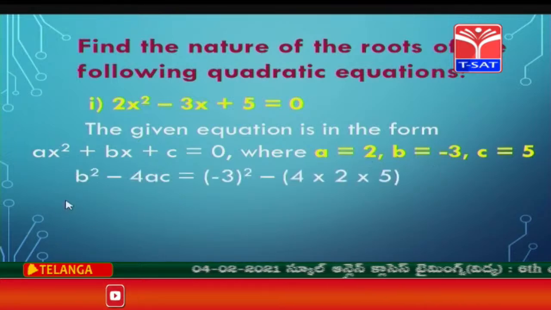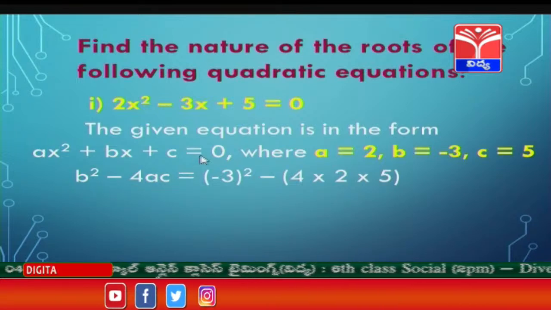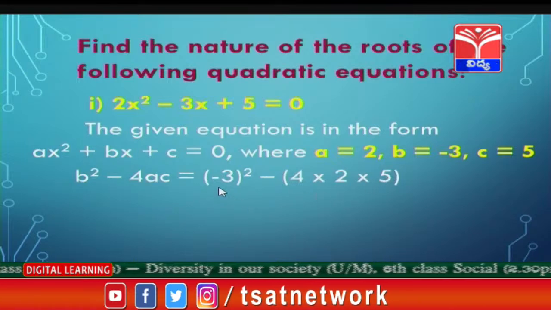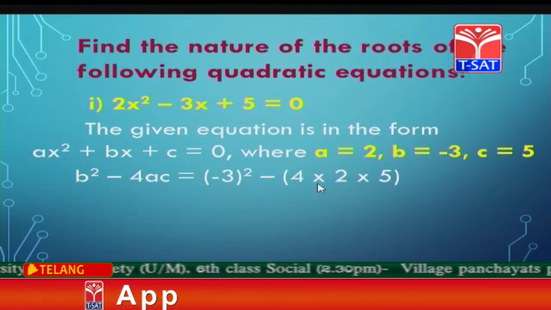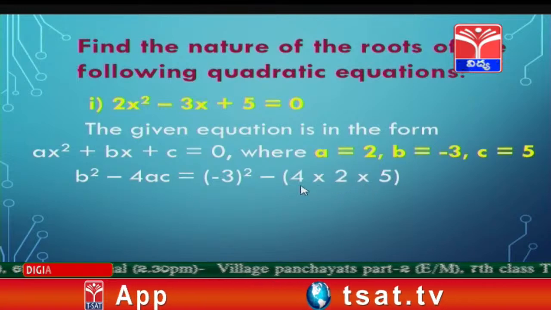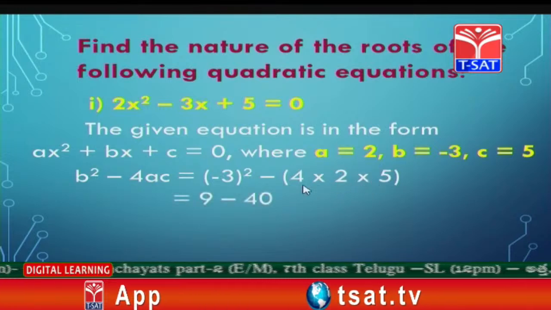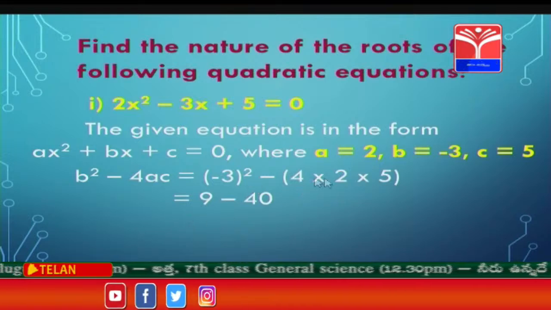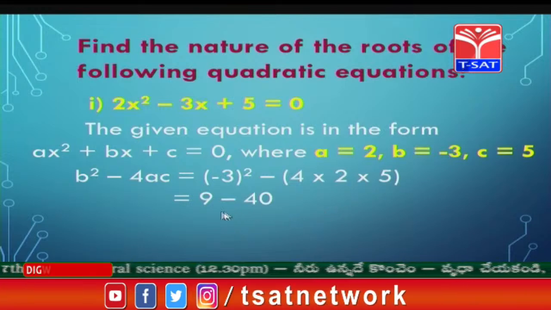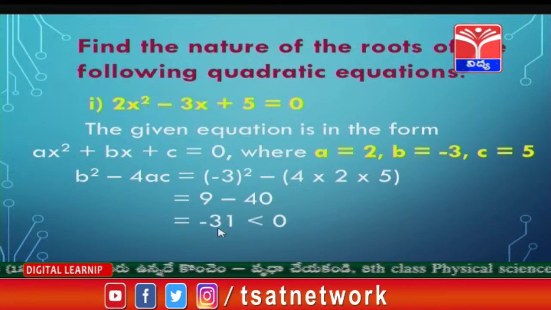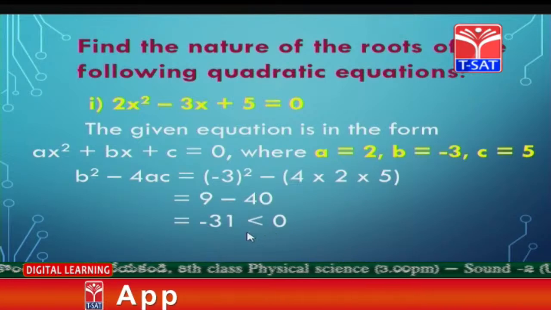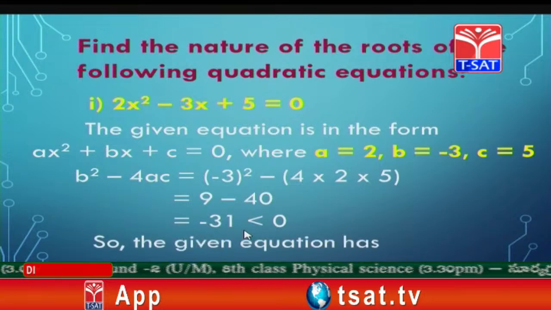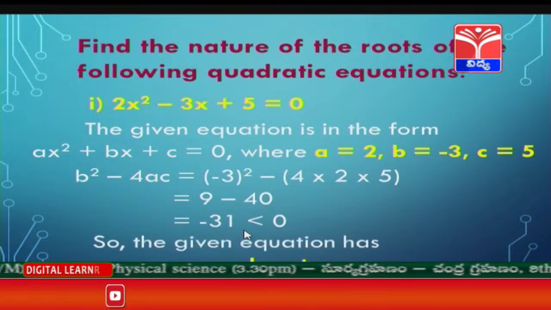So, let us find b square minus 4ac value. When we are substituting the respective values, we get minus 3 whole square minus 4 into 2 into 5, which is our 4ac value. Then we know minus 3 whole square is 9 and 4 into 2 is 8, 8 fives are 40. So, we get 9 minus 40, which is minus 31, less than 0, and we know all the negative numbers are less than 0. So, the given equation has no real roots.